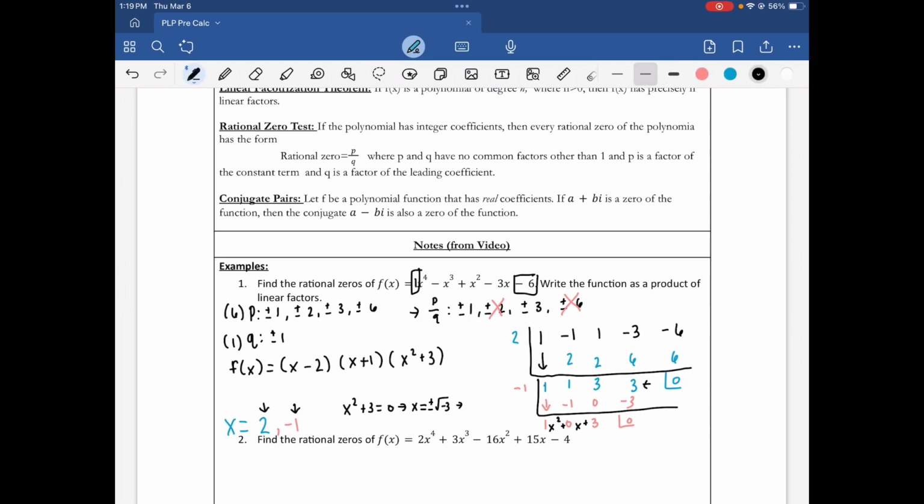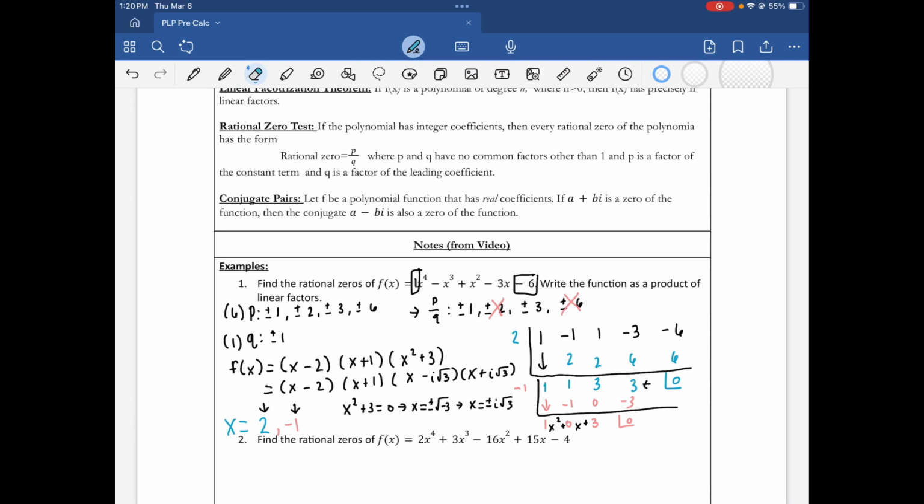Which would give us x is equal to positive and negative i square roots of 3. So we can actually write this out as x minus 2, x plus 1, and then x minus i square roots of 3, x plus i square roots of 3. Which actually brings me back to the conjugate pairs, the last definition that I kind of skipped over.